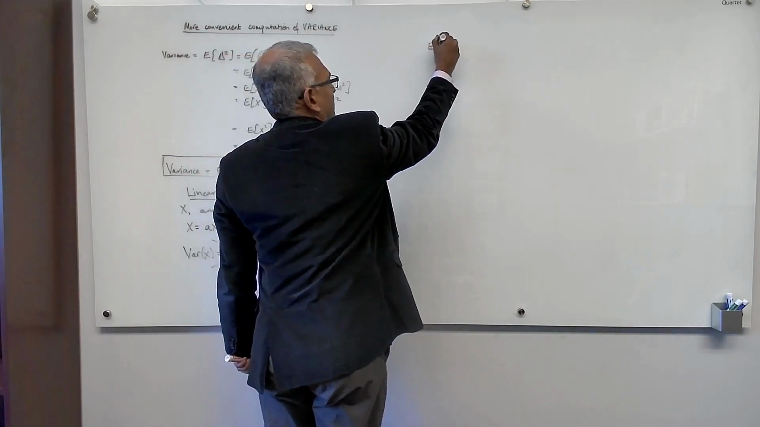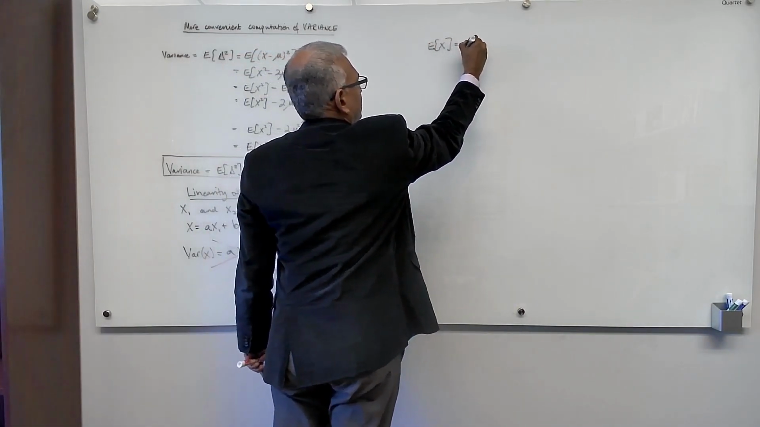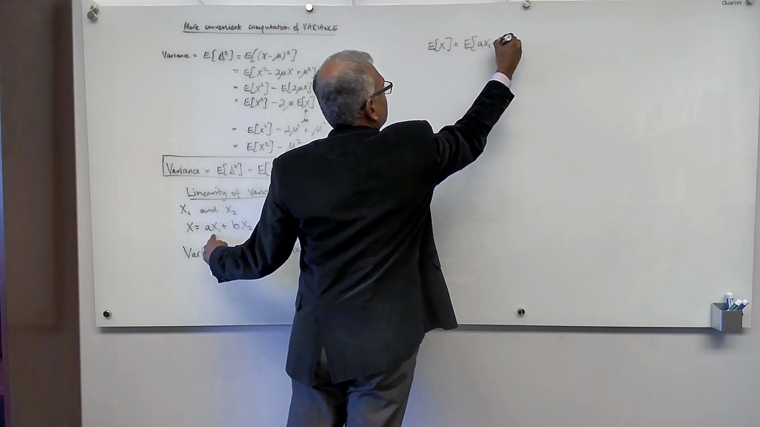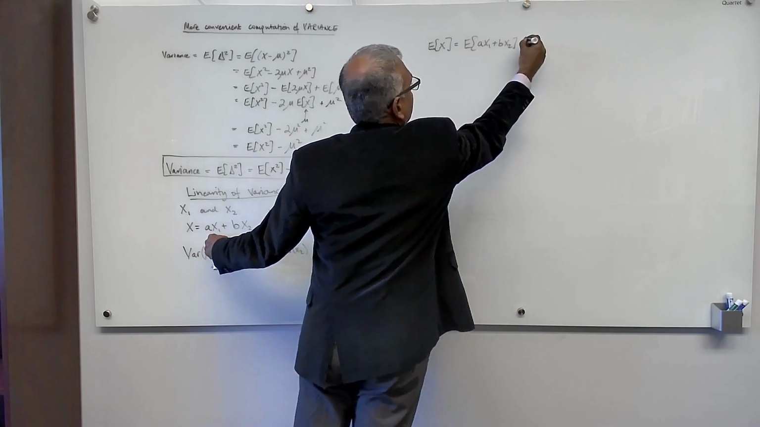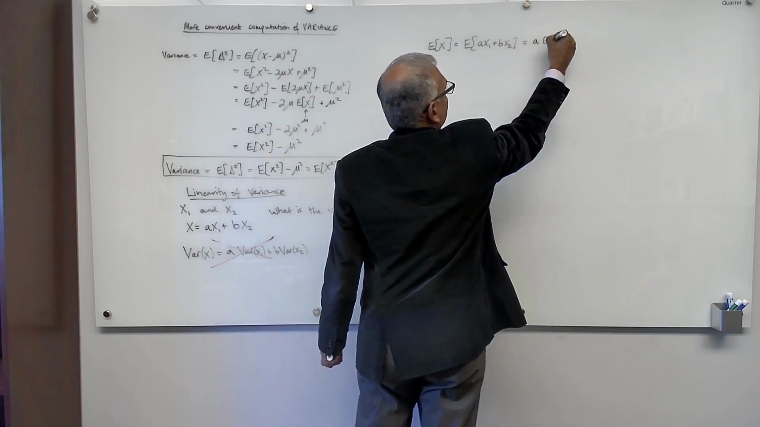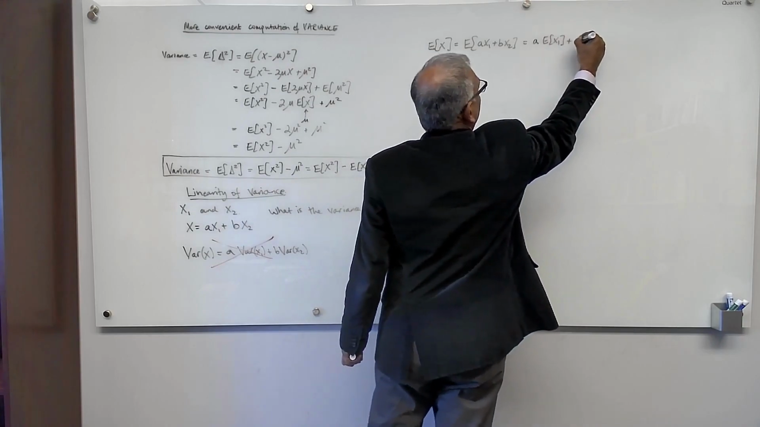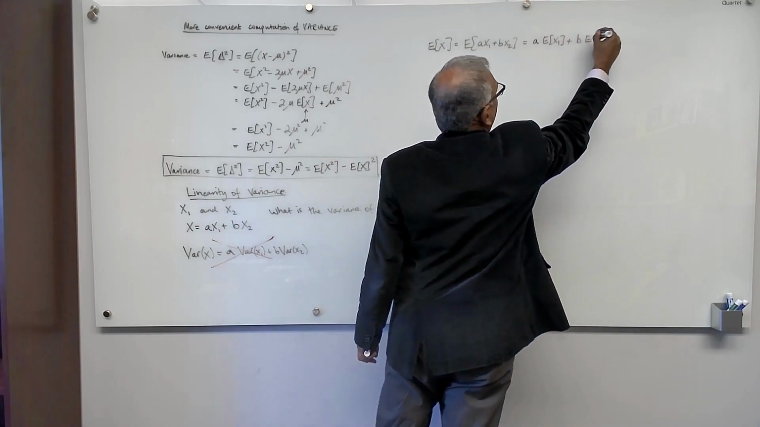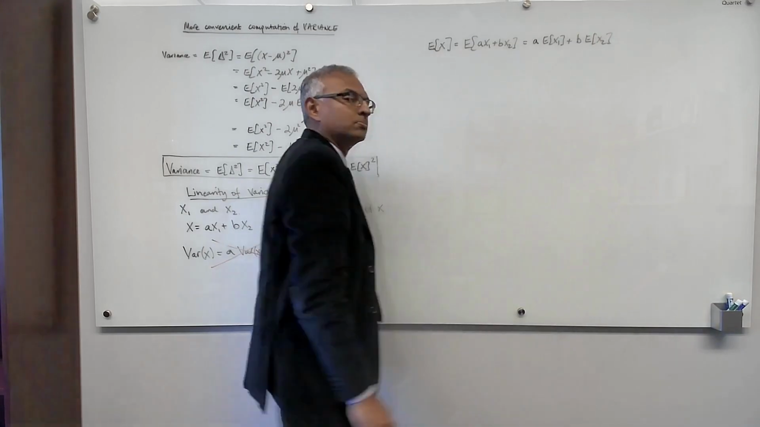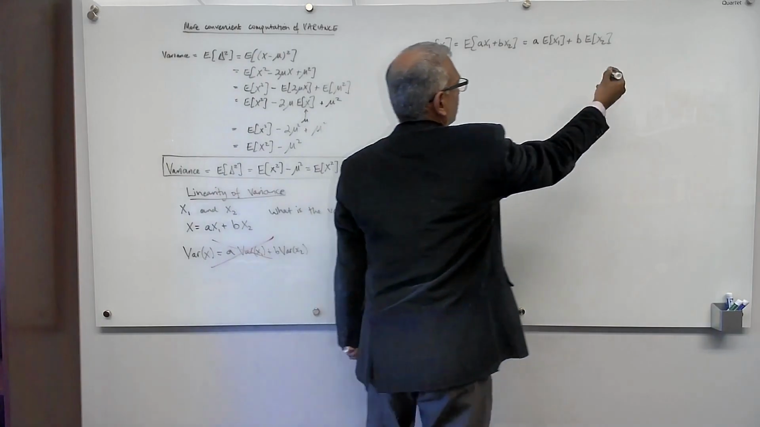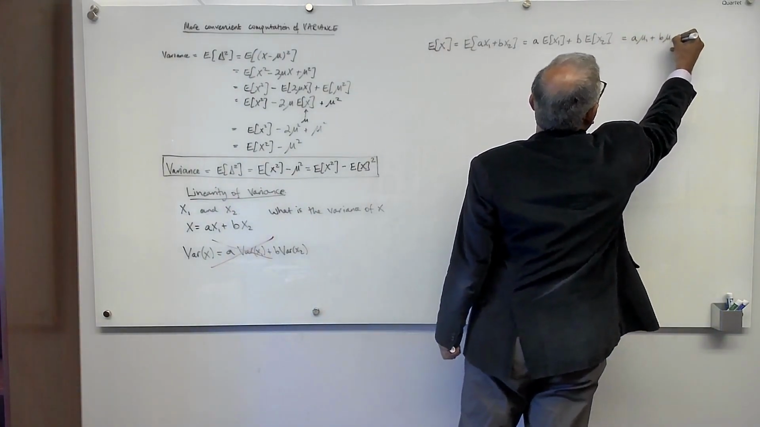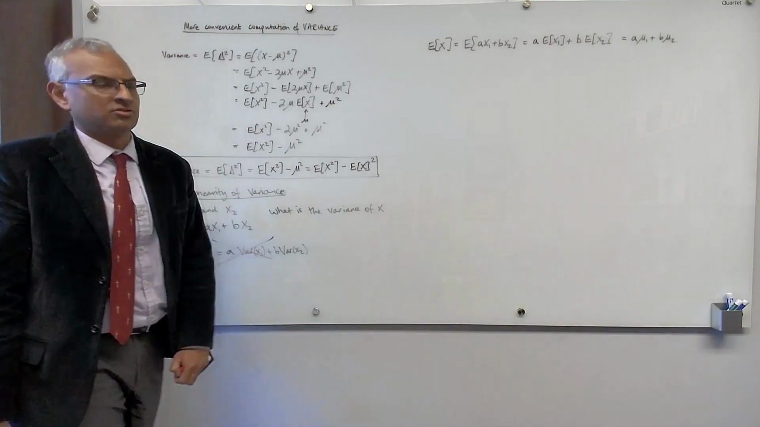So the expected value of X is equal to the expected value of aX1 plus bX2. By linearity of expectation, this is a times the expected value of X1 plus b times the expected value of X2. If I wanted to, I could call these mu1 and mu2, and say this is a mu1 plus b mu2. But we can just leave it in terms of expectations.